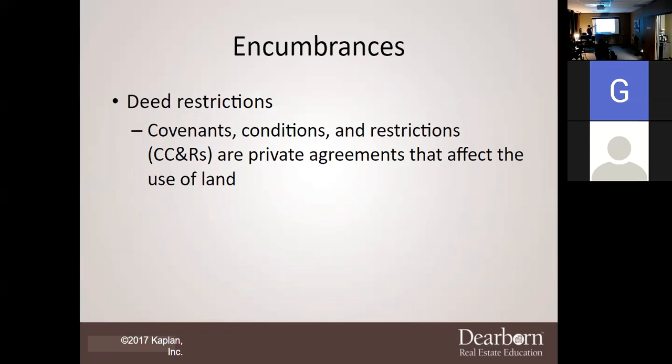Now our next type of encumbrance is deed restrictions. I'm not going to spend too much time on this because we're starting to run out of time. But the key thing is this situation. Say Mr. Jacob decides that he wants to buy 10 acres of land. If he buys 10 acres of land, Mr. Jacob is the owner of that land. He gets to make the rules. Remember, he gets the right to that land.